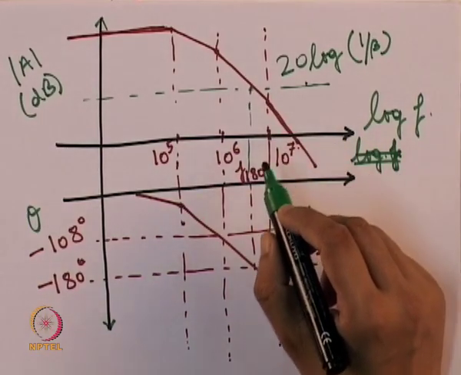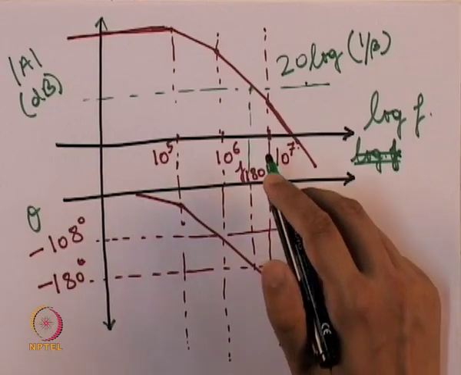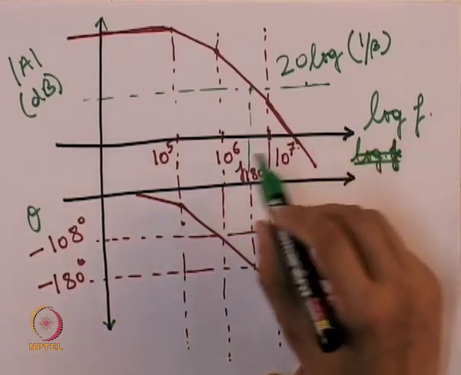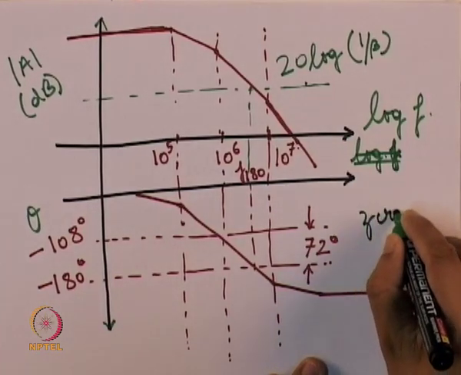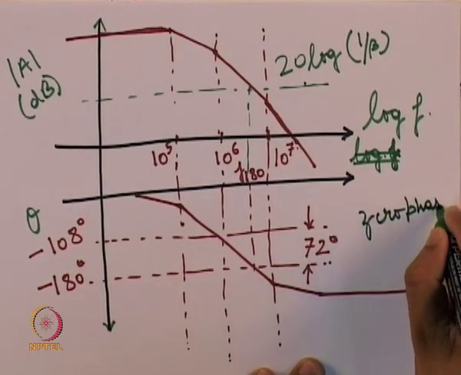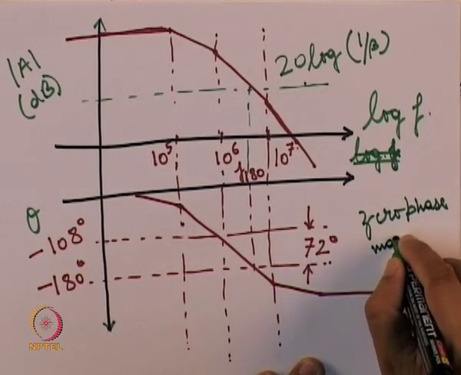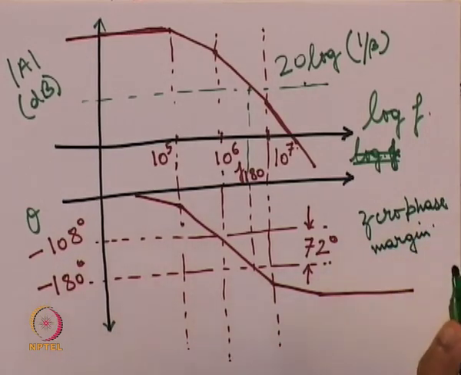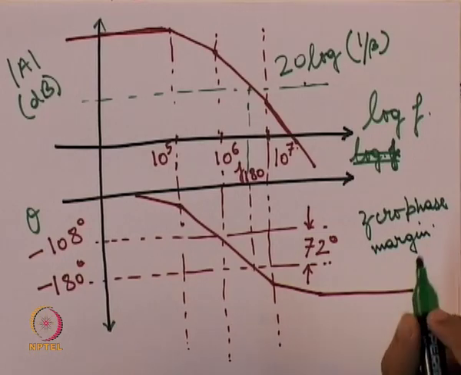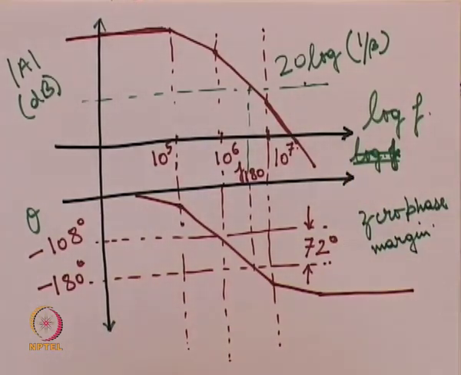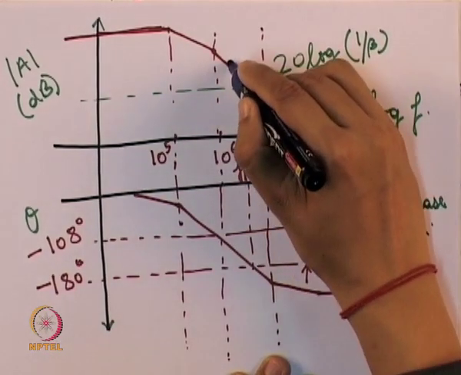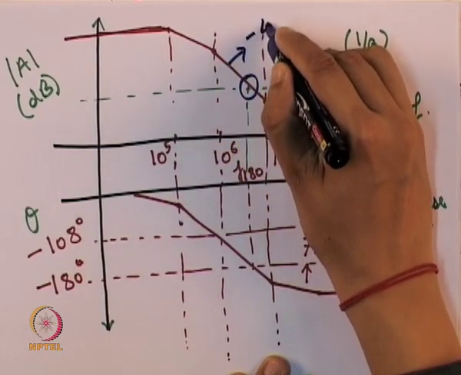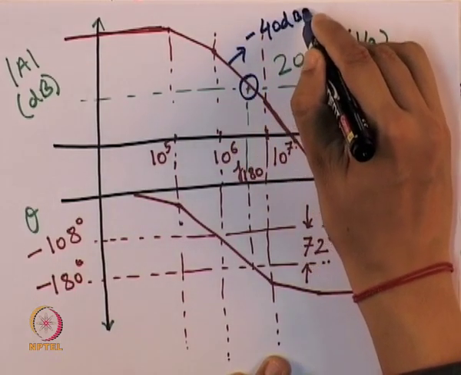So what does that mean? It means that the feedback is such, first of all, that there is 0 phase margin, okay. And note that in this region where this green line crosses the red line here, the slope is minus 40 dB per decade.